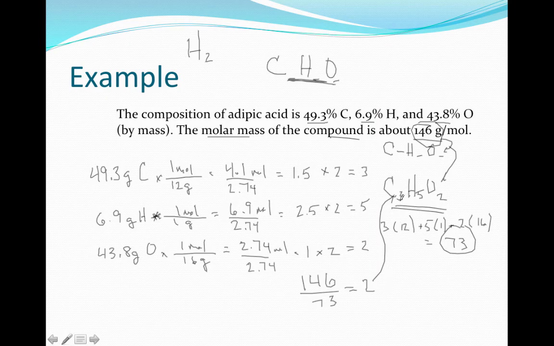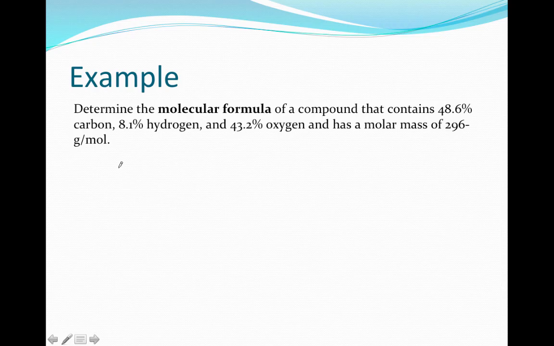So we'll multiply 2 times 3 to give us C6, 2 times 5 to give us H10, and 2 times 2 to give us O4. So our molecular formula is going to be C6H10O4. And if you added up the molar mass of that, I'm sure you realize this, you should get a value of 146. Okay, let's do another problem.